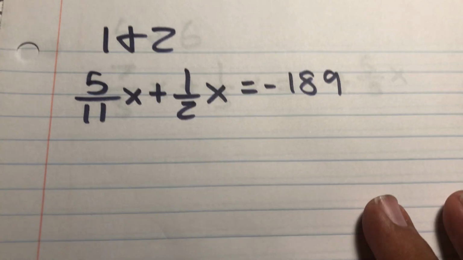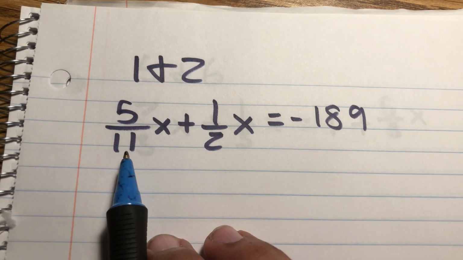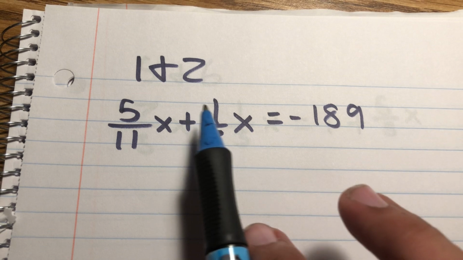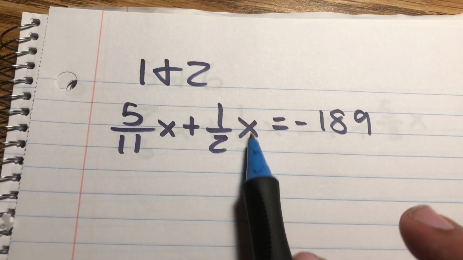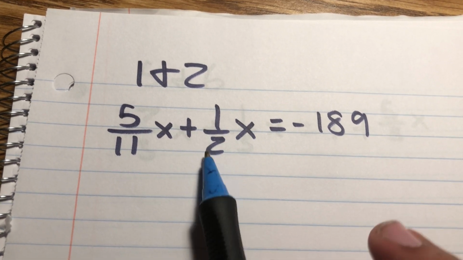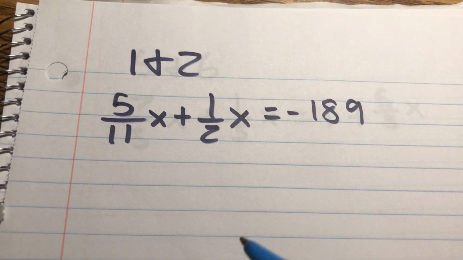So the first question we're going to be doing is this one. All you have to do is combine the two terms that are here. You can combine them because they both have x. So we're going to put these together. They're both positive, so they're going to add.